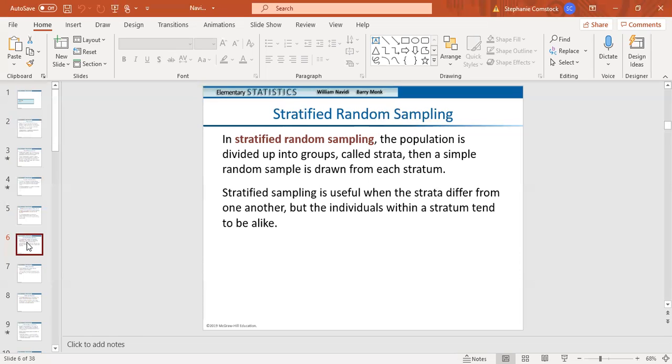Then what we do is we take a small sample out of each one of those. Okay, so I'm going to get 100 people out of each zip code.